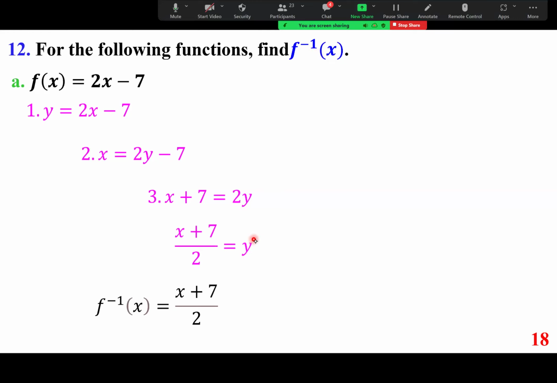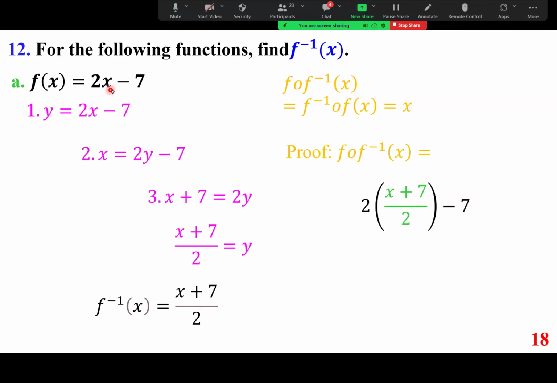And as always, you have to prove you have come up with the correct answer by either finding f of f inverse or f inverse of f, it's your choice, but you have to find one of them. So if we go with f of f inverse of x, that means this is f of x, replace the x with f inverse, which is x plus 7 over 2. We get x plus 7 minus 7, which is x. That's a proof. And one of them is really good enough.